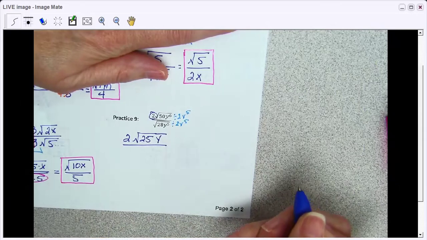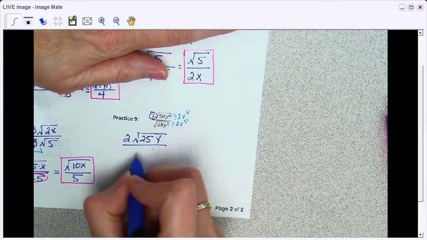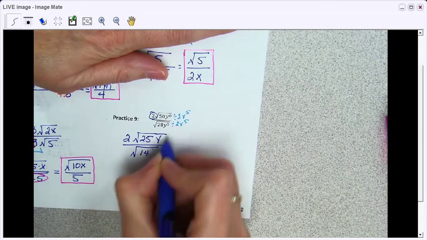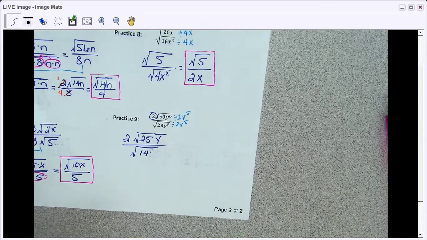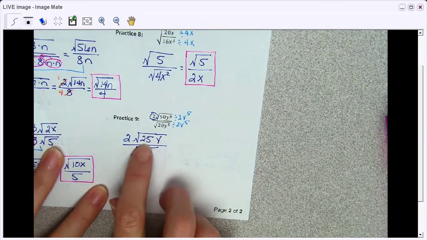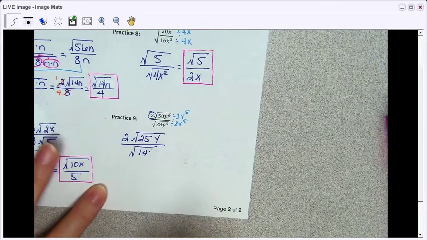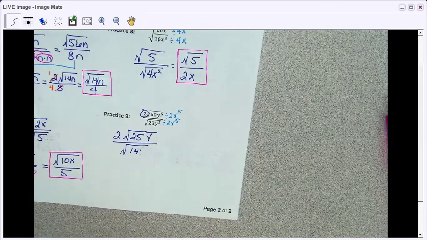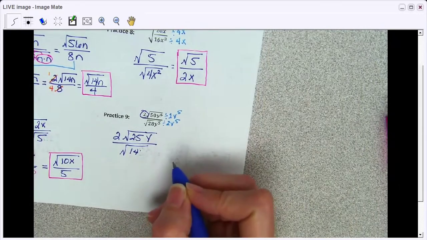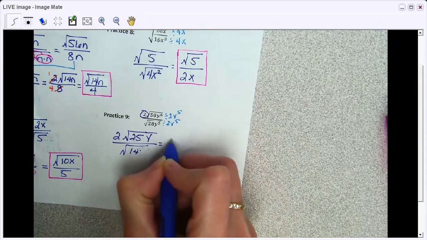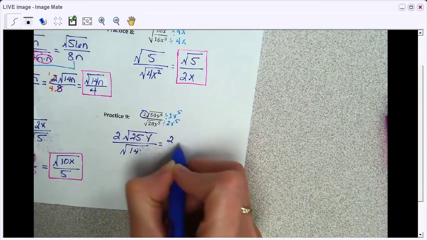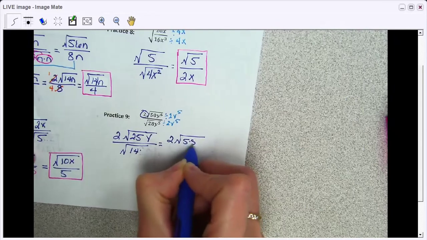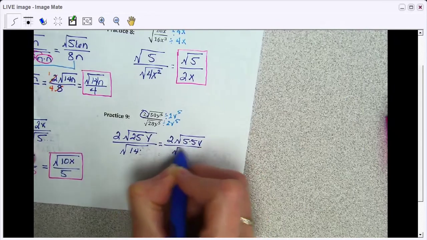Okay. 28 divided by 2 is 14. And then y to the 5th divided by y to the 5th is just 1. Okay. All right. Now, if you want, you could go ahead and factor out 25. It's a perfect square. I don't see why not. So if you factor out 25, you end up with 2. The square root of 25 is 5, so we're just going to pull a 5 out, but I'm going to write this out right here. 5 times y. And then that way you can see what's happening.